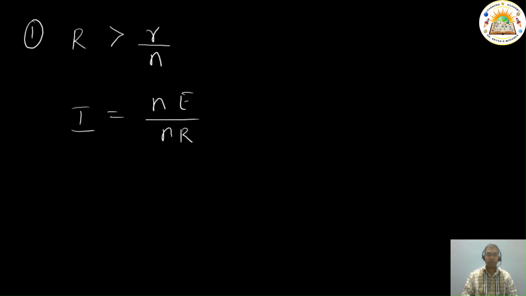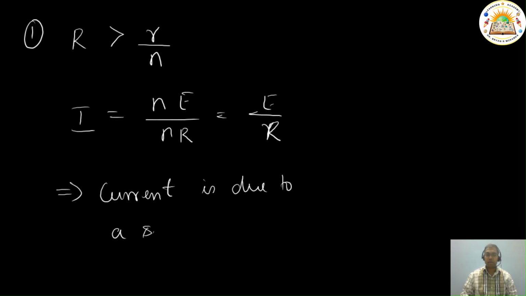Now, in the first case, I can take my external resistance to be greater than the effective resistance that is there. That means capital R will be greater than small r by n. So how many ever internal resistances are there, the effective one is small r by n, and the external resistance is going to be greater. So in this case, what happens to the current? I is nothing but nE by nR, which I will end up getting as E by capital R. This implies that the current that is there is due to a single cell.